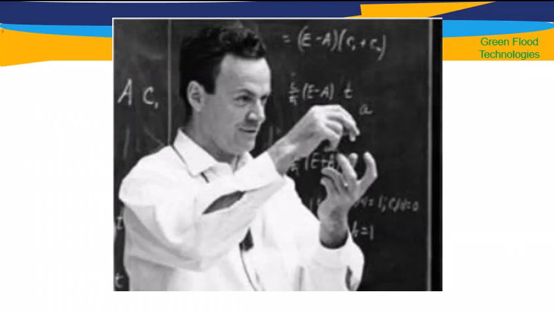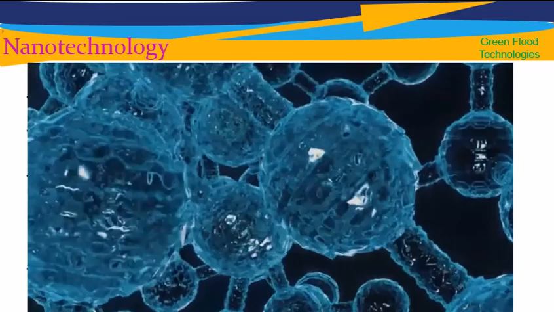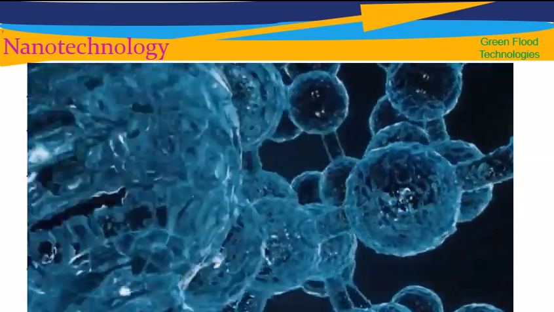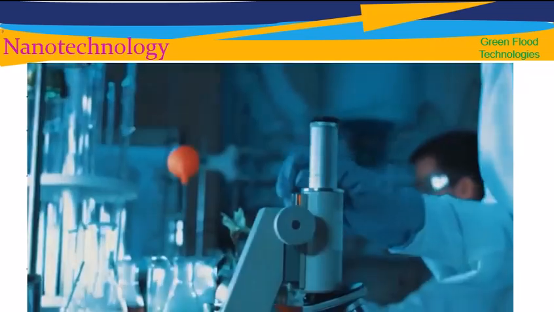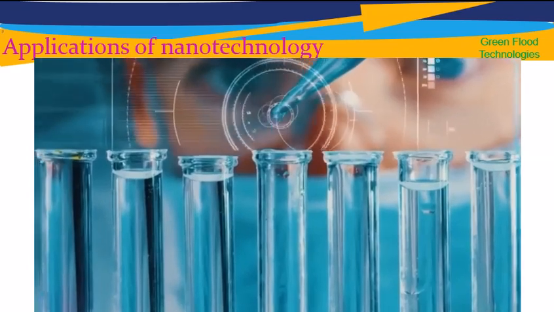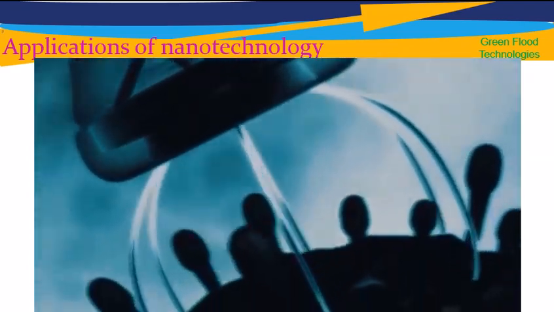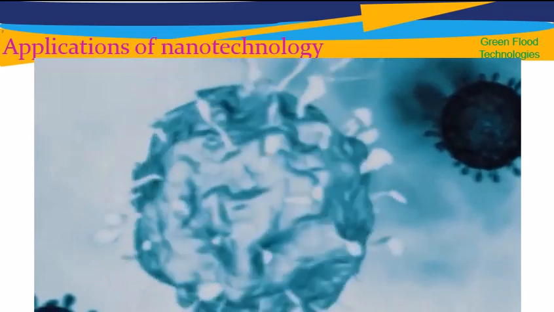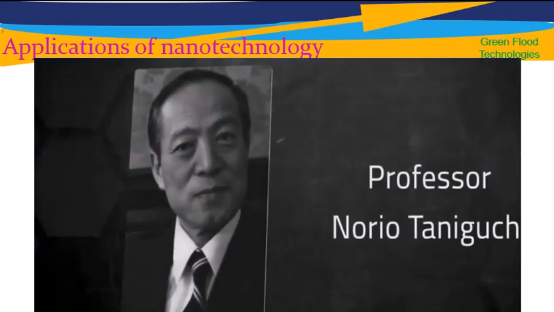In his talk, Feynman described a process in which scientists would be able to manipulate and control individual atoms and molecules. Over a decade later, in his explorations of ultra-precision machining, Professor Norio Taniguchi coined the term nanotechnology. It was not until 1981, with the development of the scanning tunneling microscope that could see individual atoms, that modern nanotechnology began.